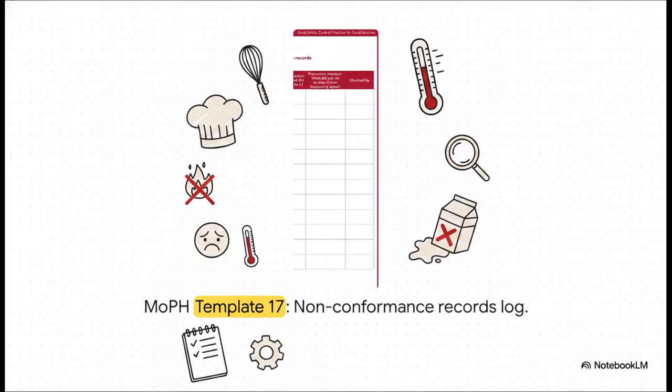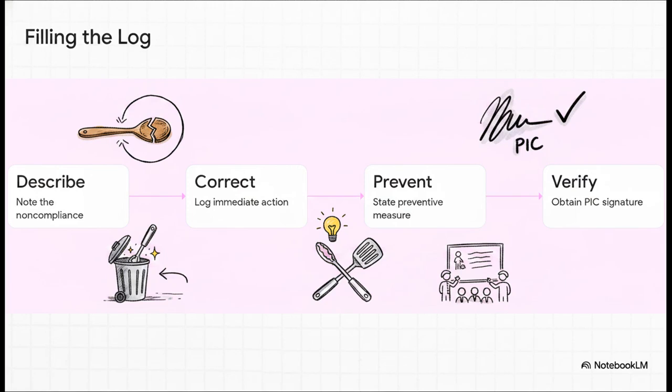And this brilliantly illustrates exactly what you need for that. Mophie Template 17, the Non-Conformance Records Log. This is your go-to paperwork for whenever things go off script in the kitchen. Let's break down exactly how to fill this out, because the distinction between these boxes is a massive deal for the exam. First, describe the non-compliance, finding a wooden spoon on the line. Then, the corrective action. This is your immediate fix. In this case, you threw the spoon in the trash. Next is the preventative measure, your long-term step to stop it from happening again, like ordering all new stainless steel utensils. Finally, you have to get the PIC, the person in charge, to sign off on it.